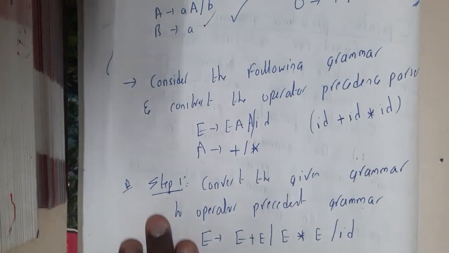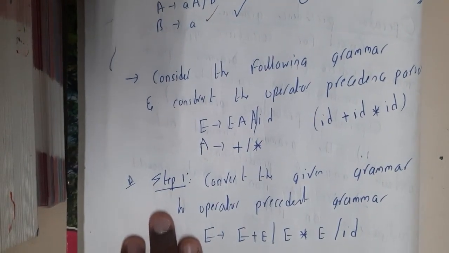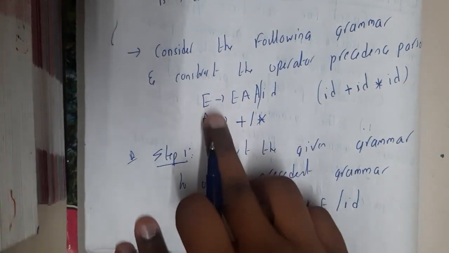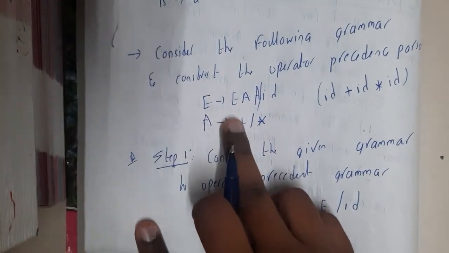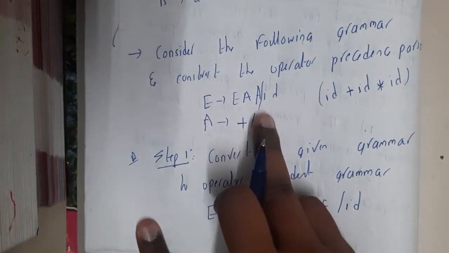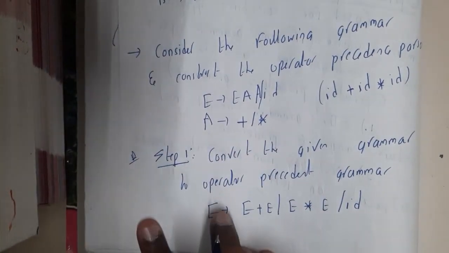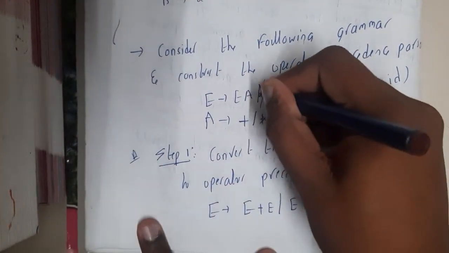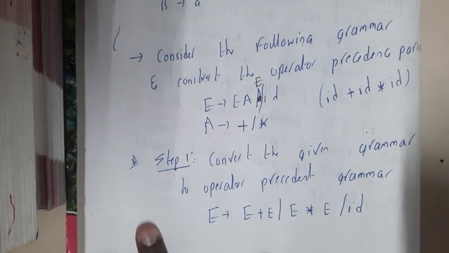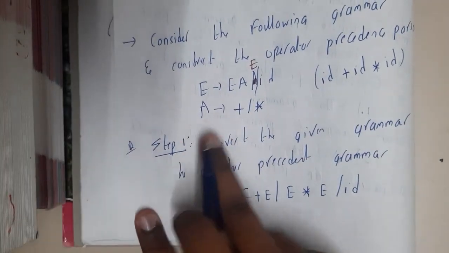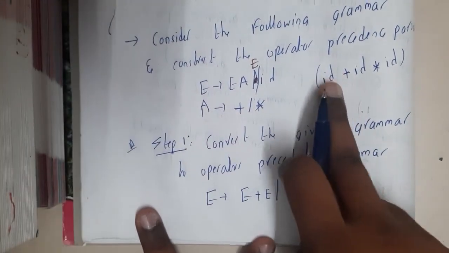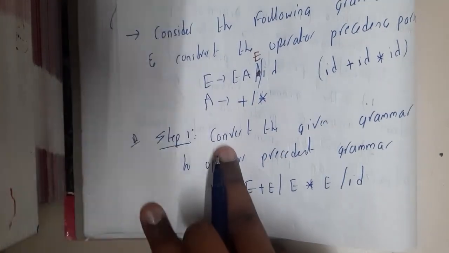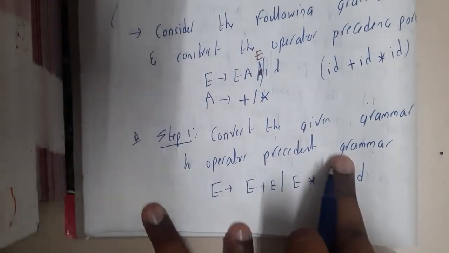Now let us construct an operator precedence table for a particular grammar, guys. Initially the grammar is given as E implies E A E or ID. A implies plus or multiplication, and our required string is ID plus ID into ID. First let us convert the grammar into operator precedence grammar.